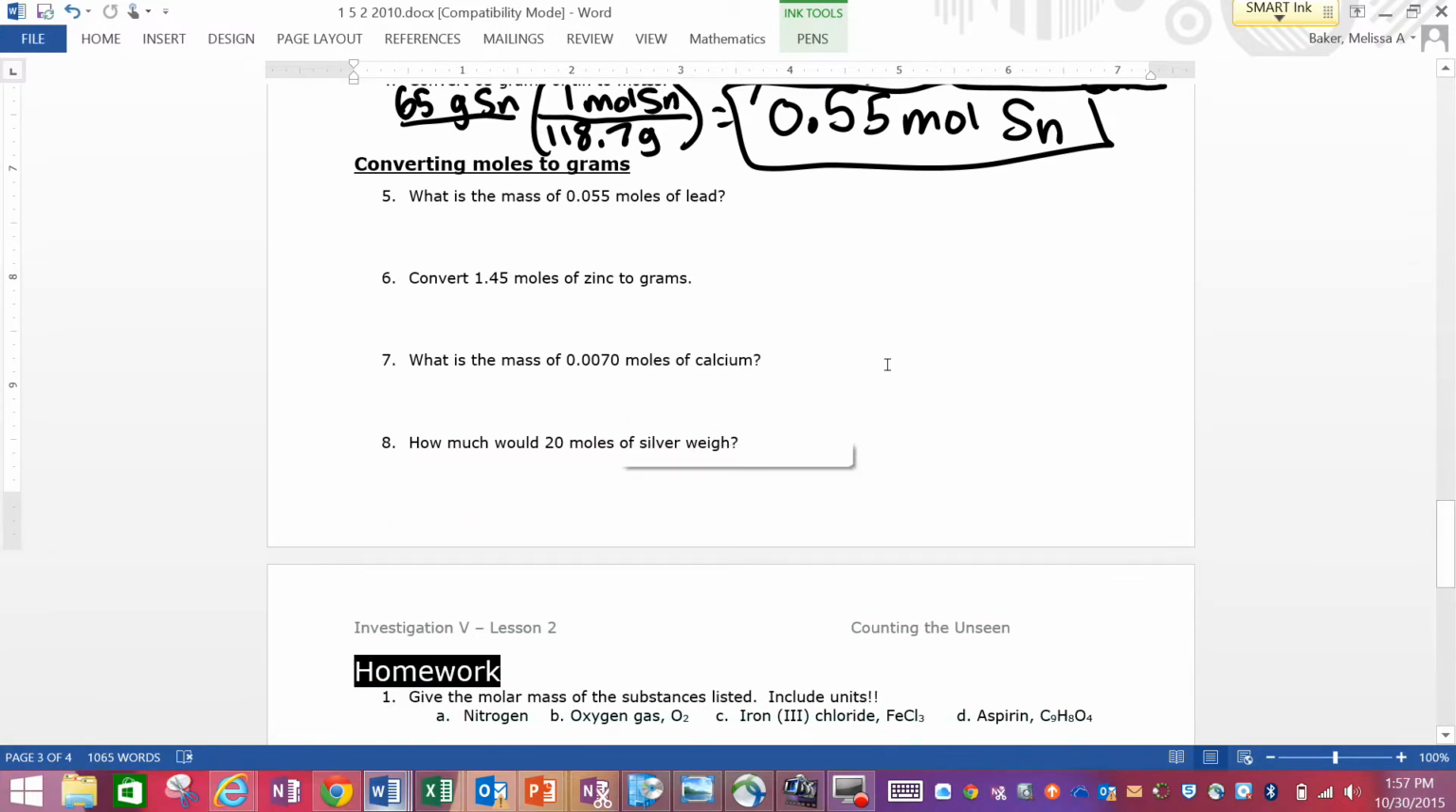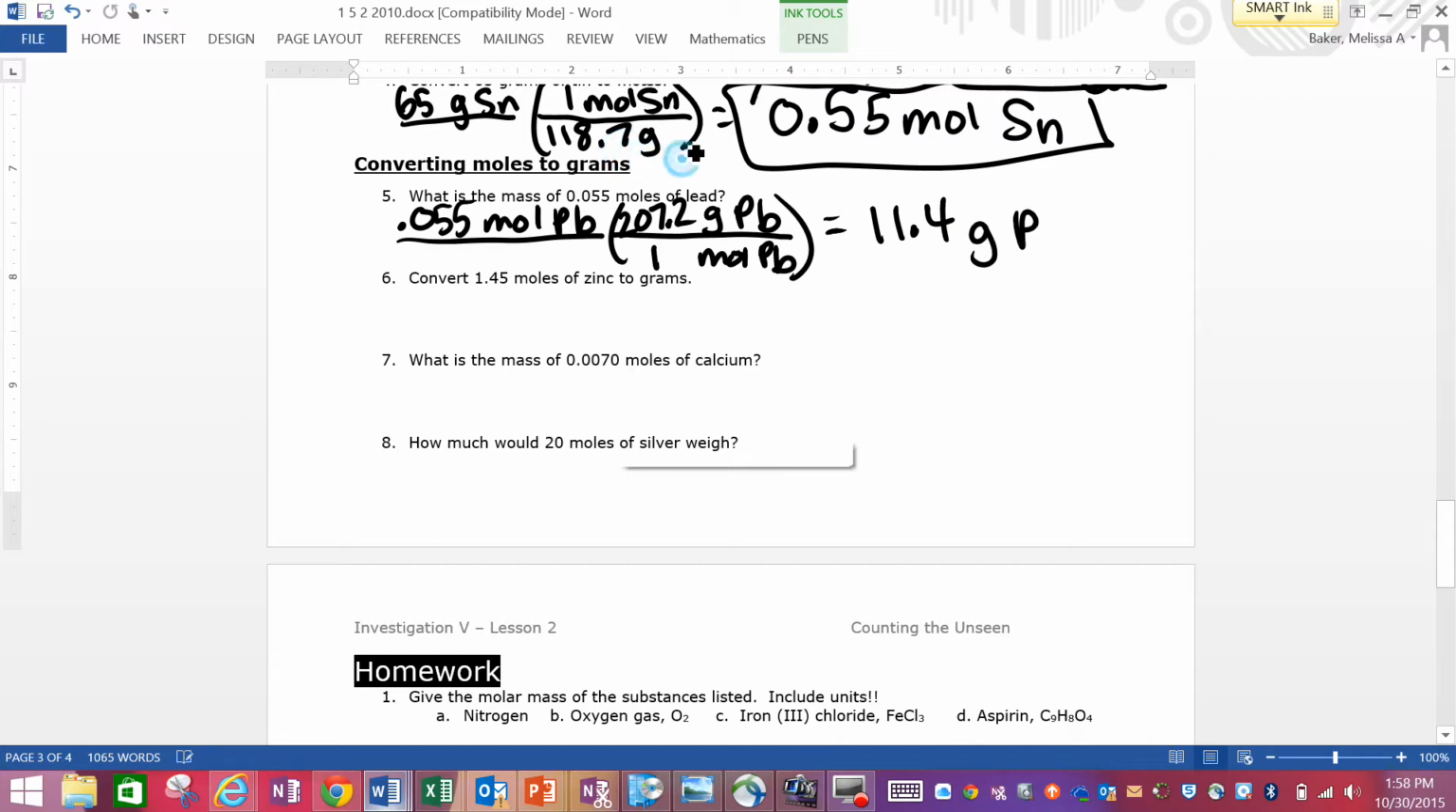Let's do some moles into grams. So you start by saying, okay, 0.055 moles of lead. So this time we want moles on the bottom, and since it's asking for mass, that really means grams. Check the periodic table. 1 mole of lead weighs 207.2 grams. Multiply across the top, divide by the bottom, 11.4 grams of Pb. Moles of Pb cancels out.